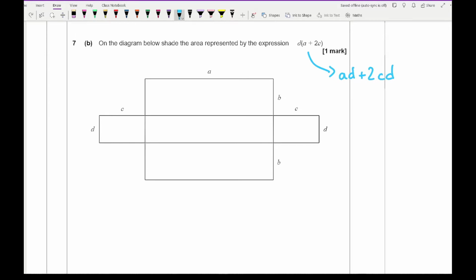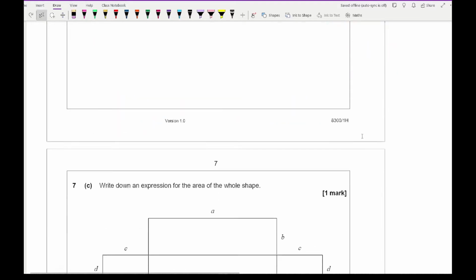Now here, AD is this middle area here and CD are these two on the side, so just highlighting or shading in the middle section, absolutely fine.